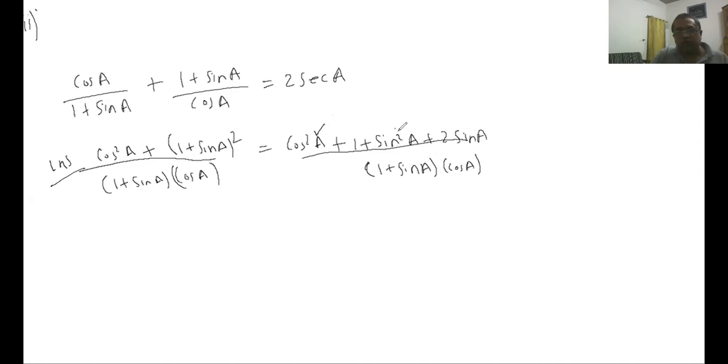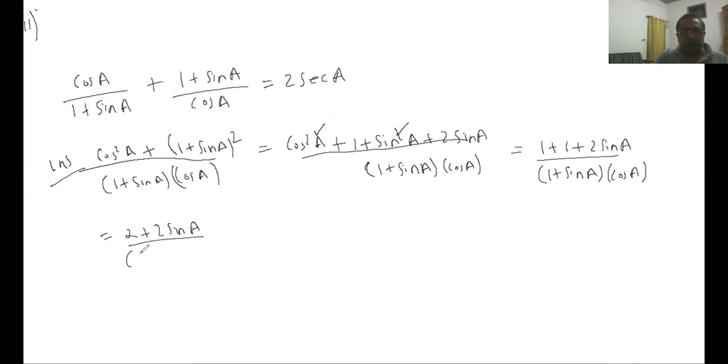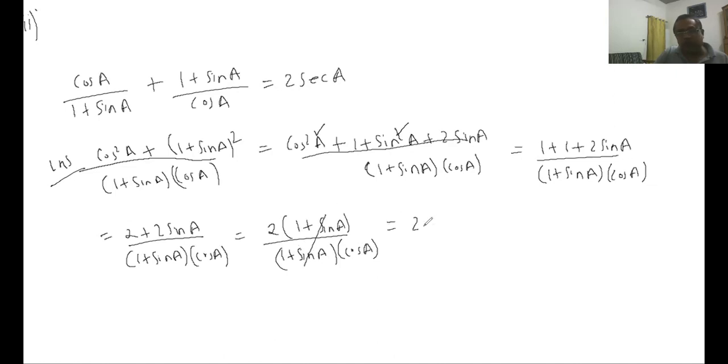So here we know that cos square plus sin square is an identity, and cos square A plus sin square A is 1. So we are going to get 1 plus 1 plus 2 sin A divided by 1 plus sin A into cos A. Now 1 plus 1 is going to give us 2, so we get 2 plus 2 sin A upon 1 plus sin A into cos A. So what we can do is we can take 2 common. So we get 2 common 1 plus sin A upon 1 plus sin A into cos A. So this 1 plus sin A gets cancelled. We get 2 upon cos A.